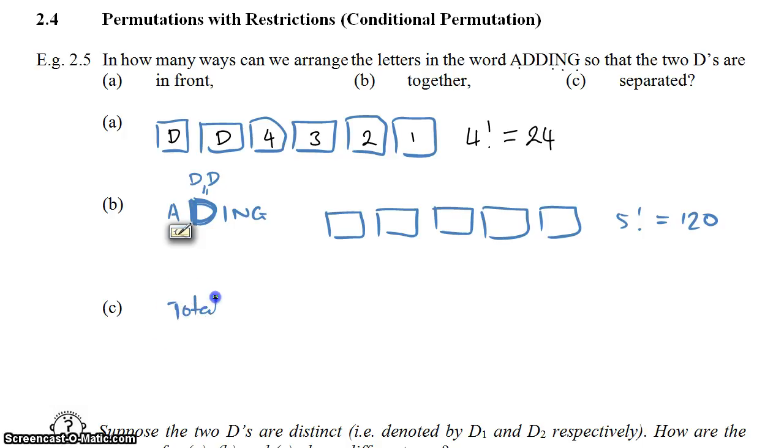number minus the number of ways that the two D's are together.